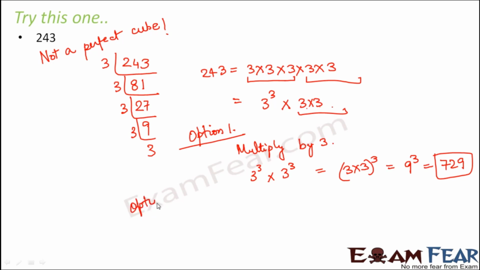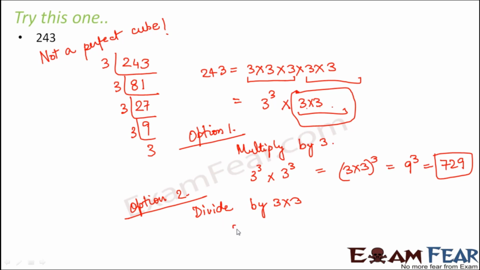There is another option that instead of multiplying this number by 3, you divide this number by 3 into 3. Because if you divide this by 3 into 3, then this extra part will vanish, because right now 243 is not a perfect cube because of the presence of this extra portion. So we just need to get rid of this extra portion. So to get rid of this, one option is multiply it by 3 so that this also becomes a cube. Second option is divide by 3 into 3.